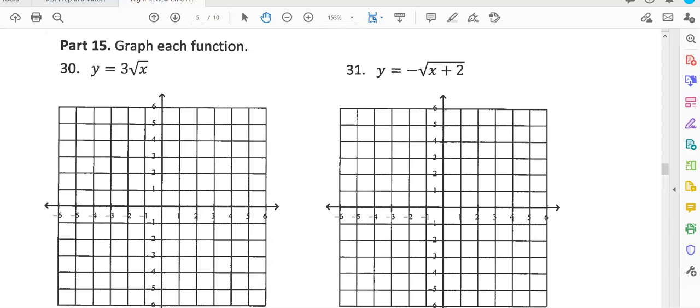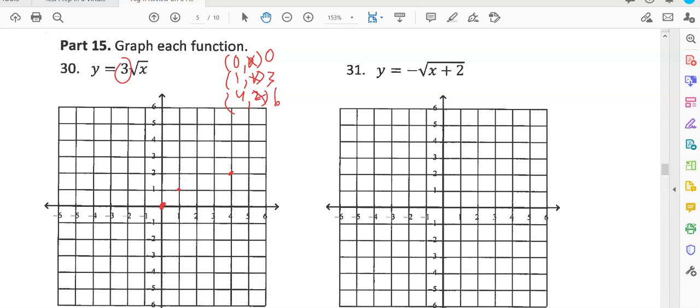Graph each function. If you know the parent graph for this one, you know 0, 0, 1, 1, 4, 2 are the 3 points. We're multiplying those 3 points by 3. So let me just write those out: 0, 0, 1, 1, 4, 2. So if I multiply the y values by 3, that's going to be 0, 3, and 6.